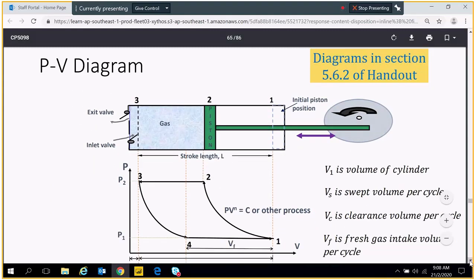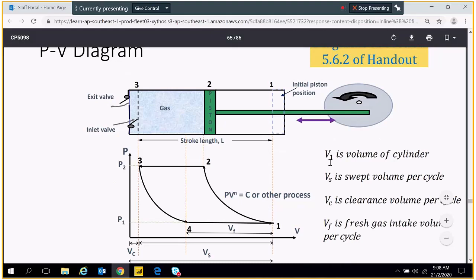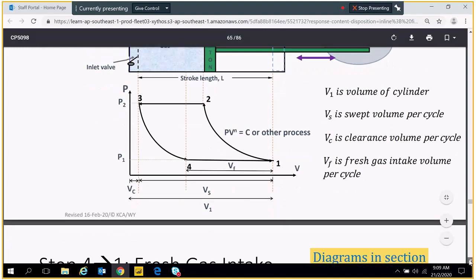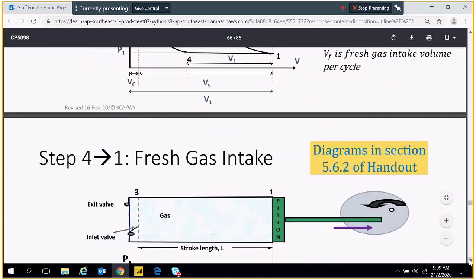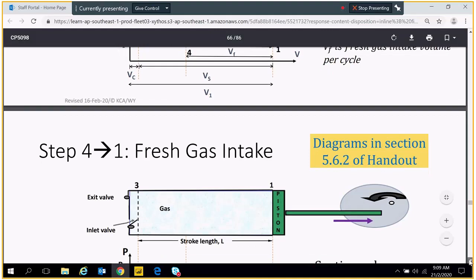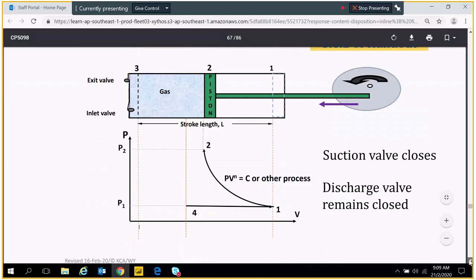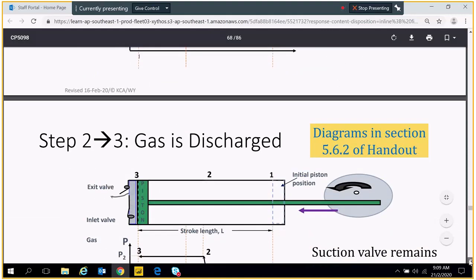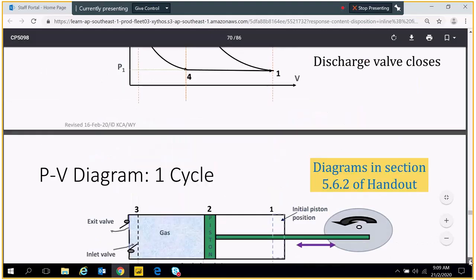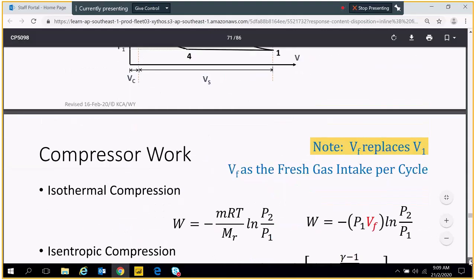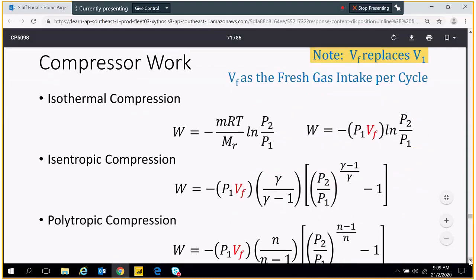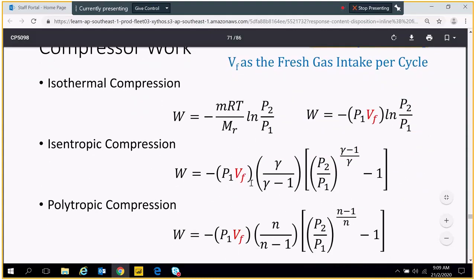This one I already explained in the class. What is V1, what is VS, VC, and VF? You just have to read out on your own. Inlet valve and exit valve. Okay, this I already explained in the class. I'm not going to repeat. Revise the exercises for this, how the calculation is being done.